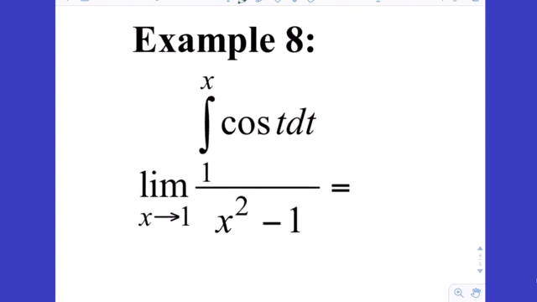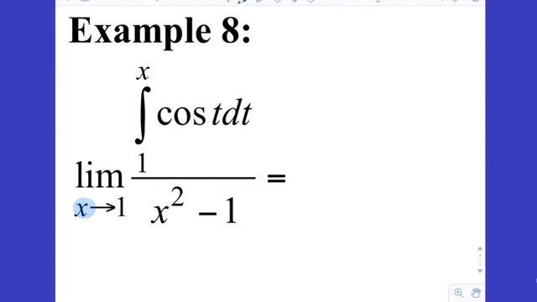The limit as x goes to 1 of the integral from 1 to x of cosine of t dt over x squared minus 1. Never not first. When you're evaluating a limit, it says x goes to 1. So what do you do first? Never not first. Direct substitution, right?